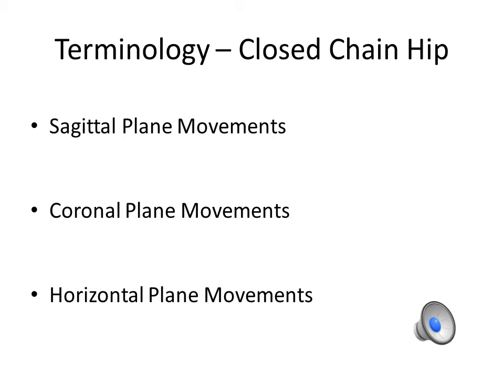Now we are going to describe the terminology used in closed chain hip movement. Closed chain hip movement refers to the movement when the femur is fixed and the pelvis is doing the moving. Hip movement occurs in the three cardinal planes around their respective axes. Movement in the sagittal plane is called anterior pelvic tilt and posterior pelvic tilt. Anterior pelvic tilt is the anterior movement of the pelvis, whereas posterior pelvic tilt is the posterior movement of the pelvis.